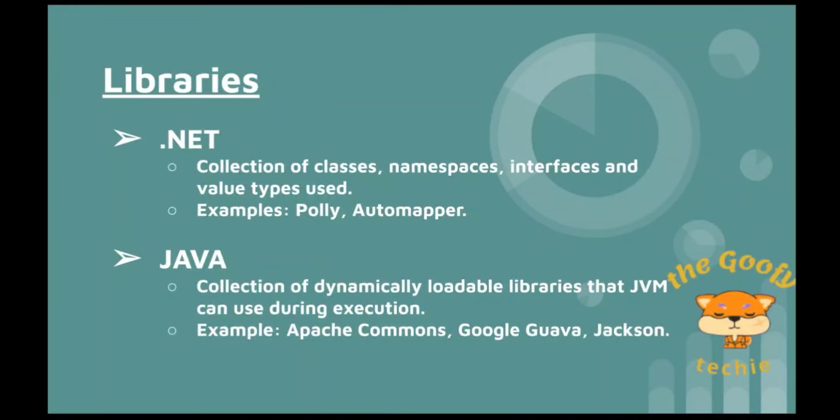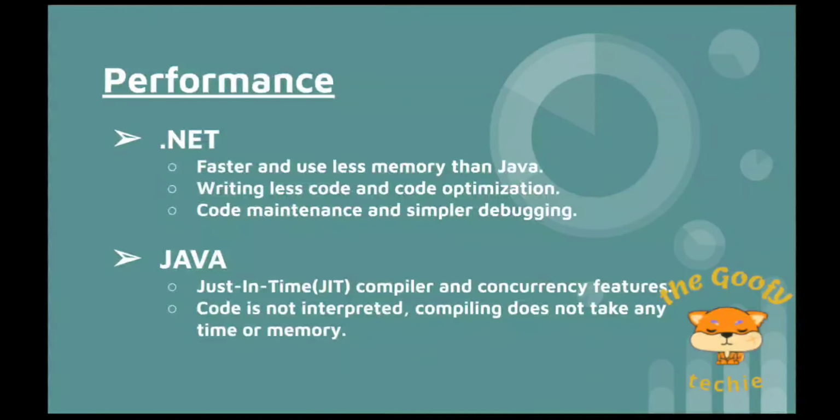So guys, our next base is performance. .NET makes use of natively compiled languages such as C Sharp and C++. They are faster and use less memory than Java. .NET also allows for code optimization and writing less code, which improves performance. Shorter code also means less time spent on code maintenance and simpler debugging.